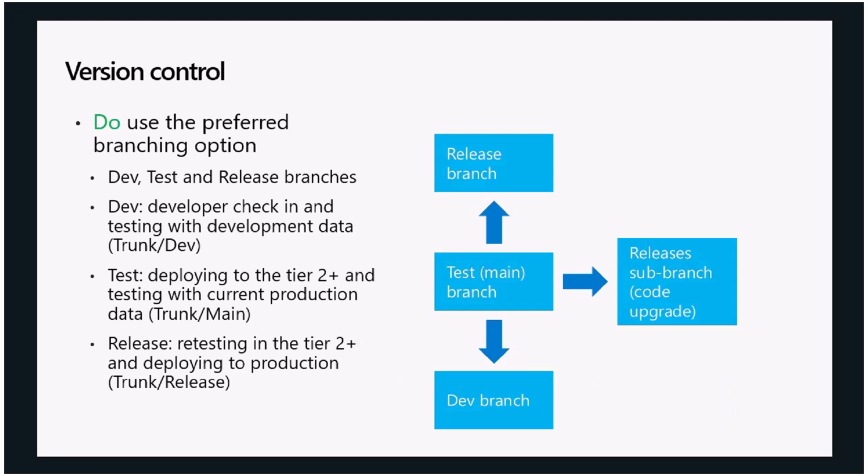Then we have a release branch, where all the features that pass testing in the test branch will be merged, and you'll repeat the process of running a build, creating a deployable package, putting it in the tier 2 and revalidating, and then marking it as a release candidate and sending it to production, assuming the validation is good.